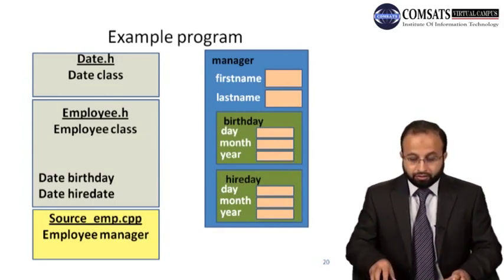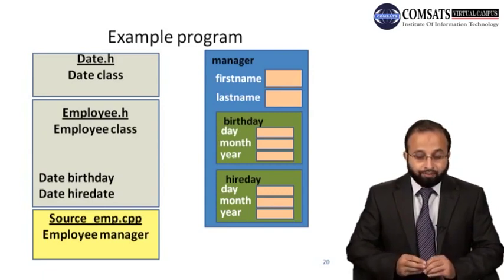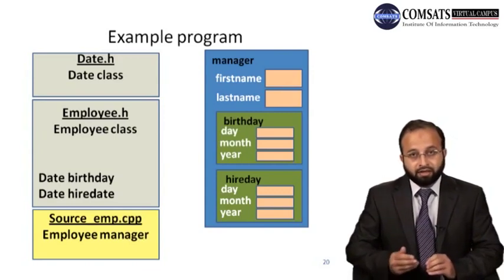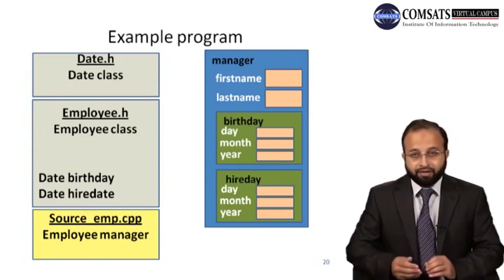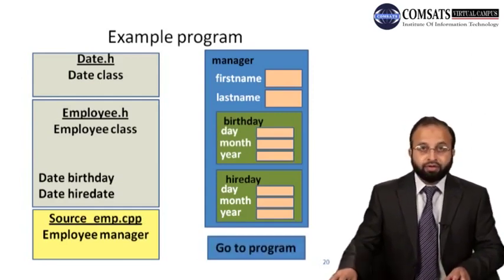So this is called composition, because now we can say that employee has a date, employee has a birthday, employee has a hire date. So this is a has-a relationship, right? Let's see the example program.